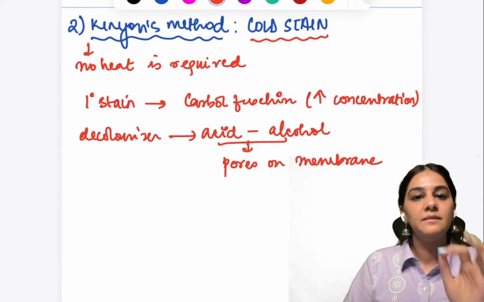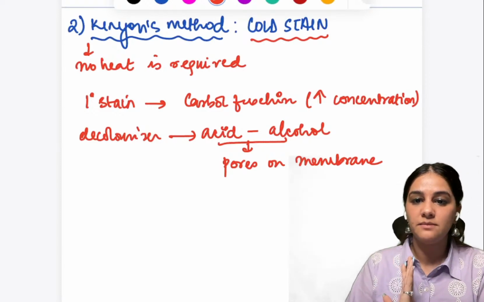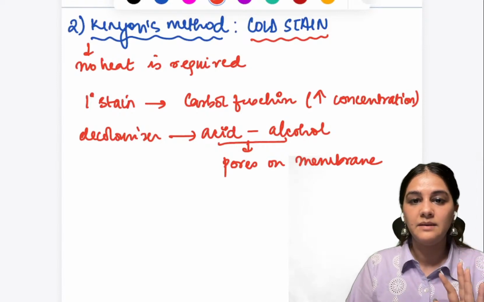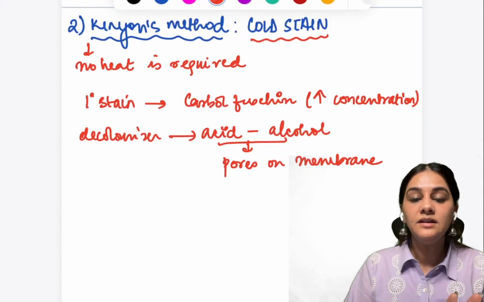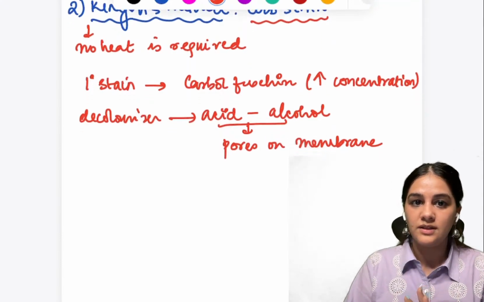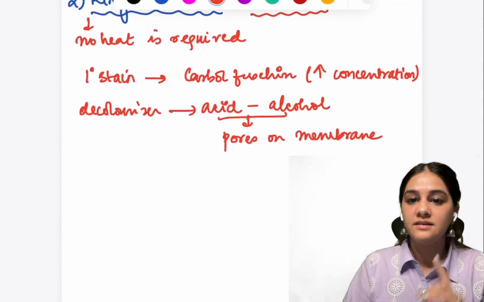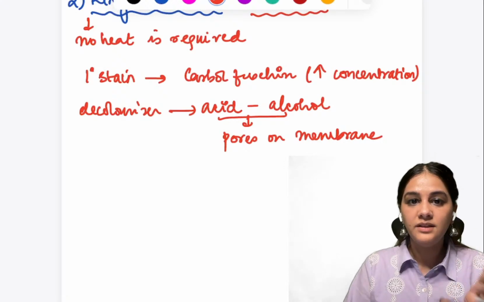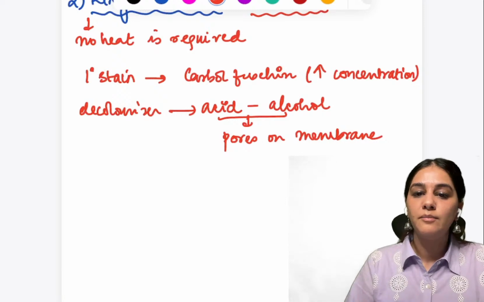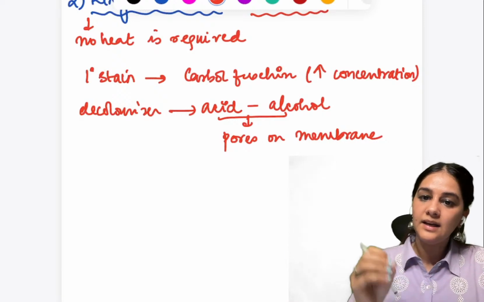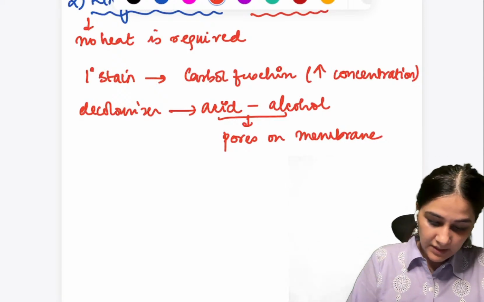In the primary stain, we added carbol fuchsin and increased the concentration. Even in ZN, the primary stain is going to be carbol fuchsin only, but here, because we don't want to heat it, we have increased the concentration, right? Second one is a decolorizer. There we were using sulfuric acid only. Here we are using an acid alcohol complex. So this acid alcohol complex is going to eliminate the heating and create pores on the membrane, right?